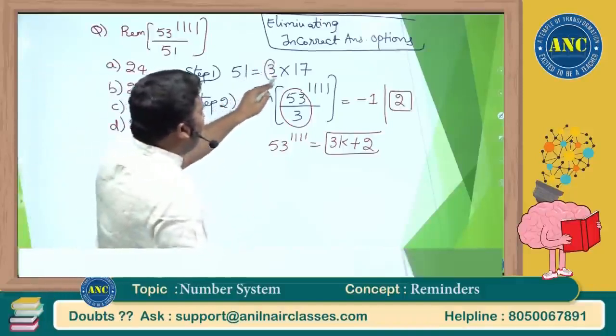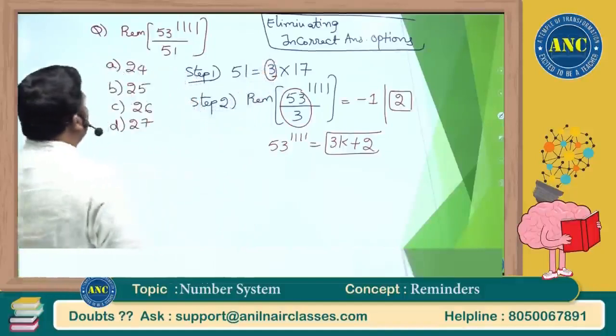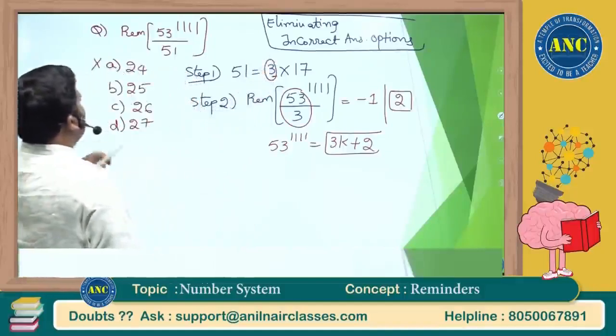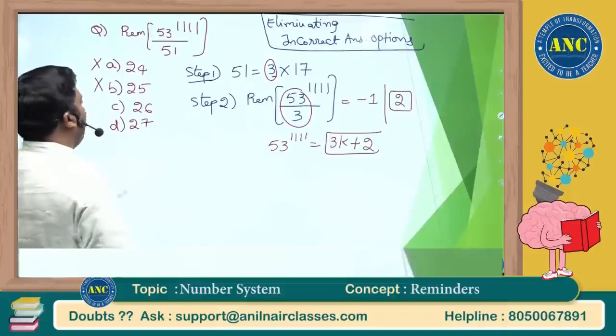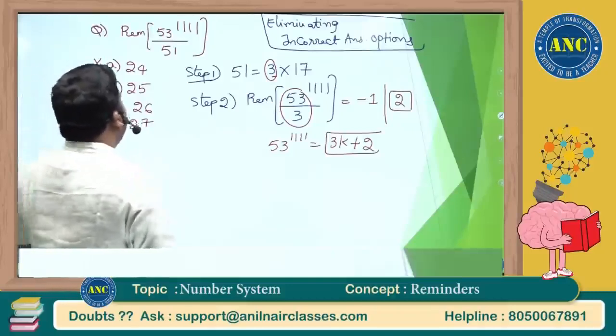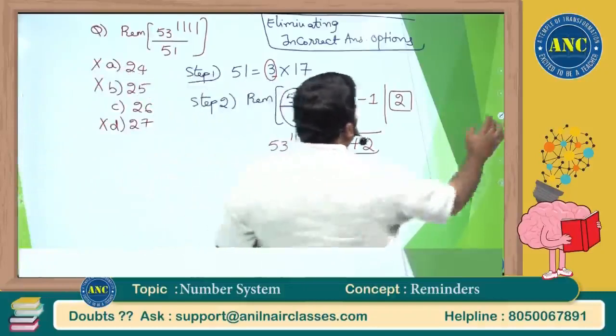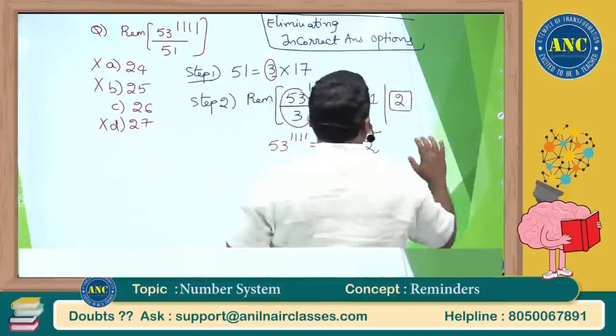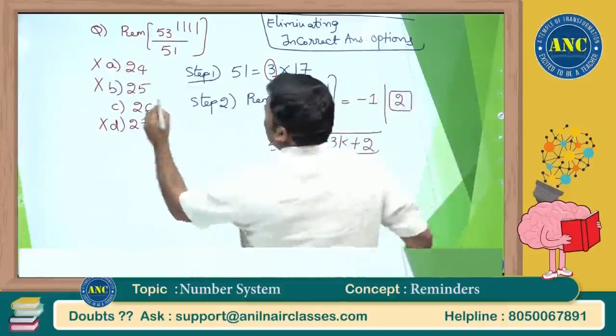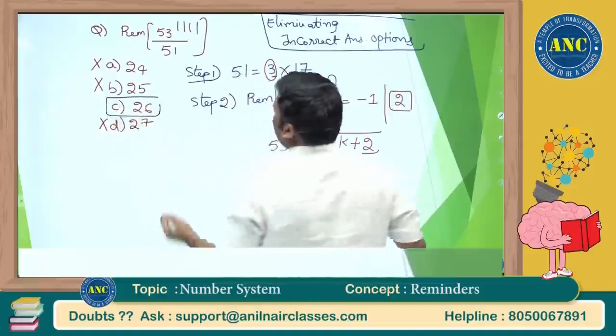This, when divided by 3, should give a remainder 2. 24, 3 into 8. 25, 3 into 8 plus 1. 27, 3 into 9. So the only possibility is 26. The answer for this question is 26.